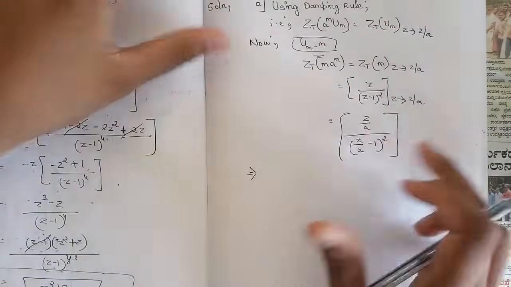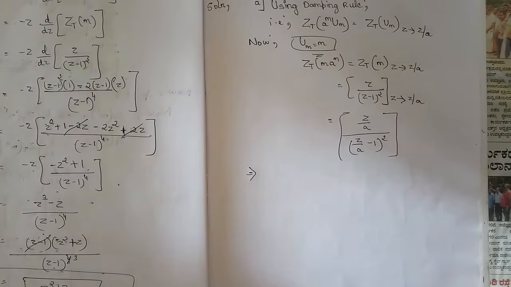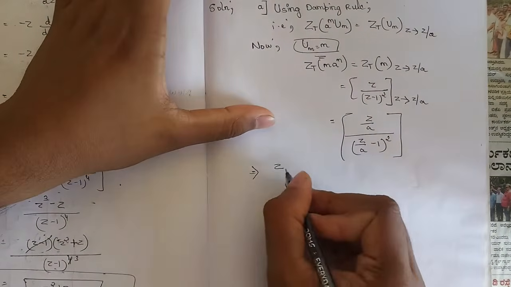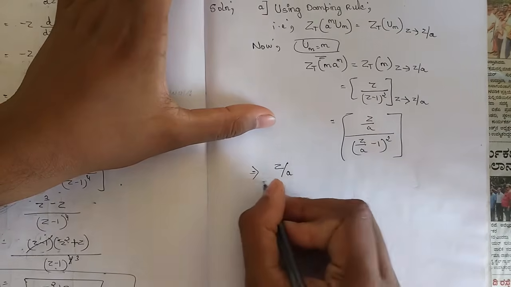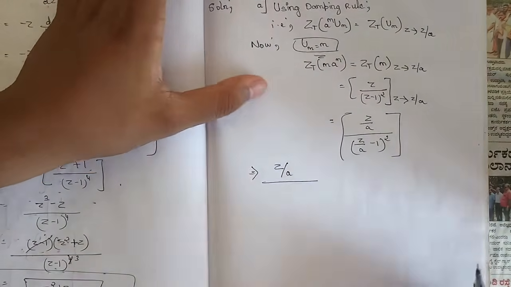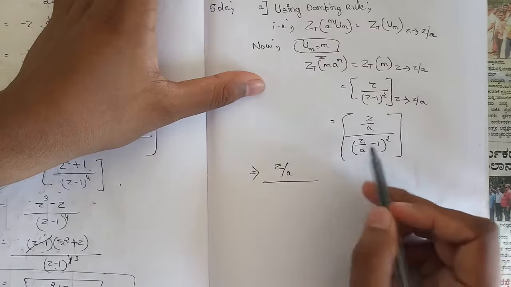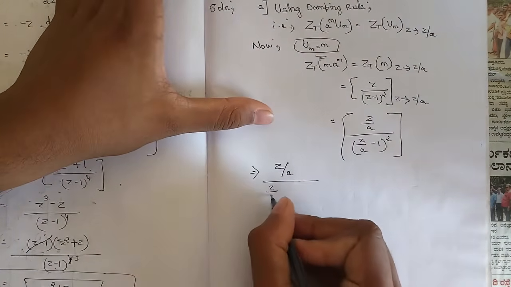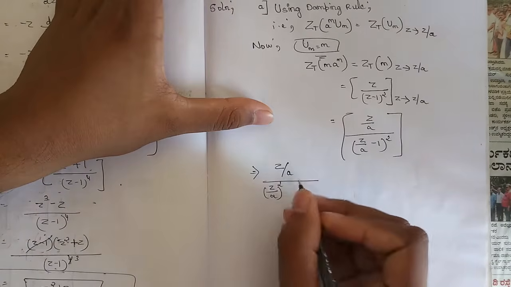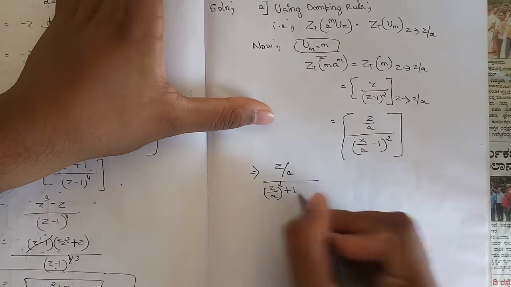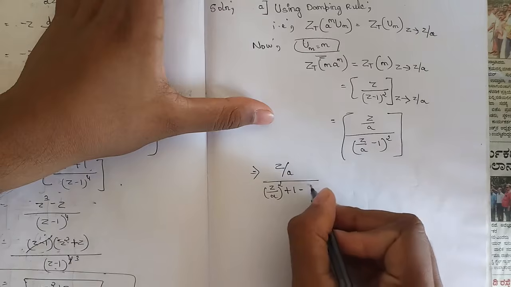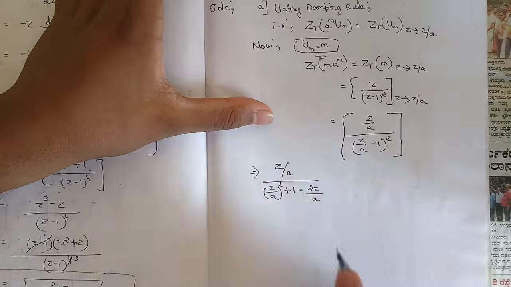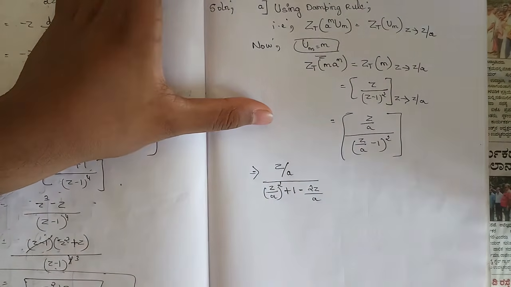So now we need to simplify this term. Let's keep the numerator as it is, that is z by a. Now let's solve for the denominator. We can use the identity (a - b) whole square. So what would we get? a square plus b square, that is 1 square, minus 2 into z by a.